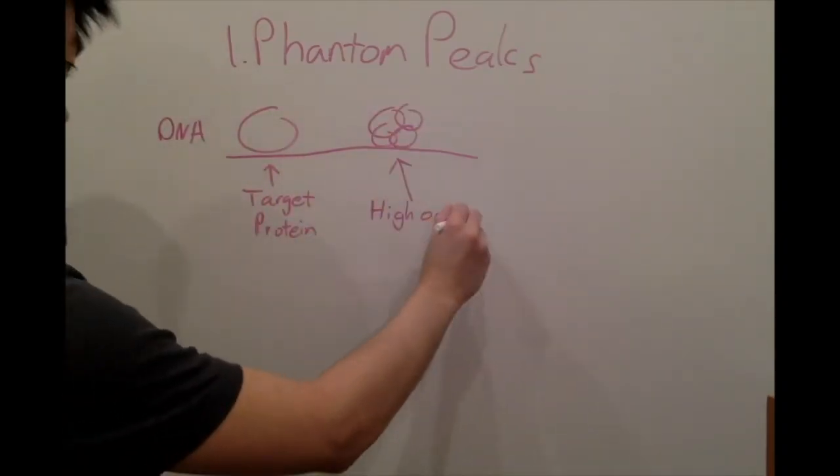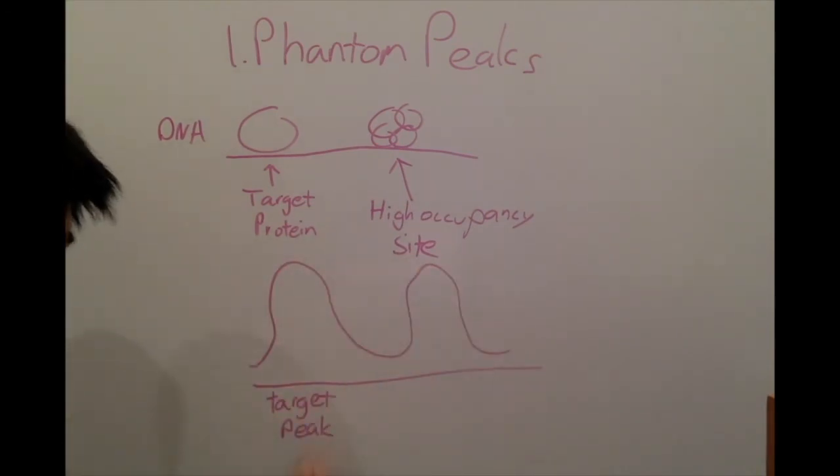Alright, and for the last part of this video, I'll be talking about problems that can occur during ChIP-seq experiments. One problem that occurs during ChIP-seq experiments are phantom peaks. These are essentially false peaks that occur in ChIP-seq data. Phantom peaks occur due to high occupancy sites on the genome, where many proteins can bind to one spot. These sites can create peaks at places in the genome that can be confused for our targeted transcription factor binding sites when they're actually not.